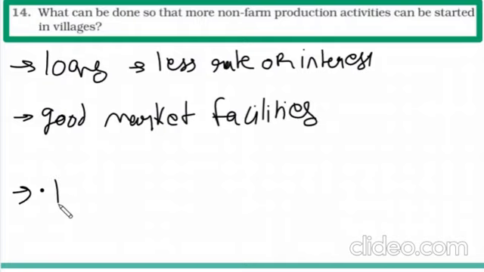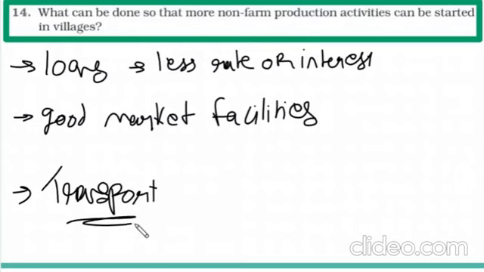And the last one is transport. For transport also, the transport authority should make sure transport is easily available for these people, so that they can go and sell the goods in the nearby places and earn profits from that as well. So these are the main three things that can be done, so that non-farm production activities can be started and more promoted in the villages.